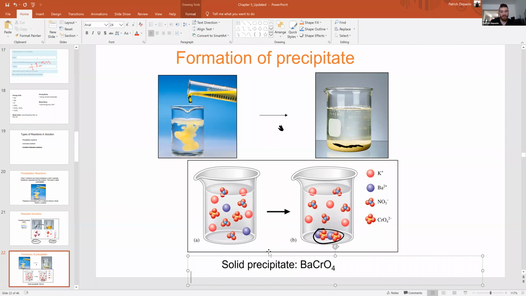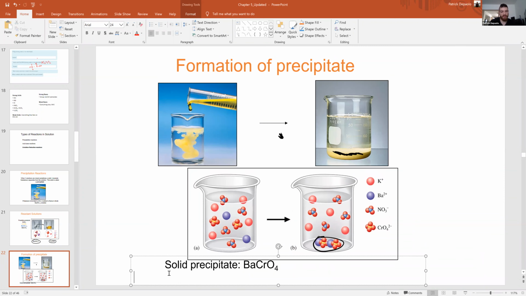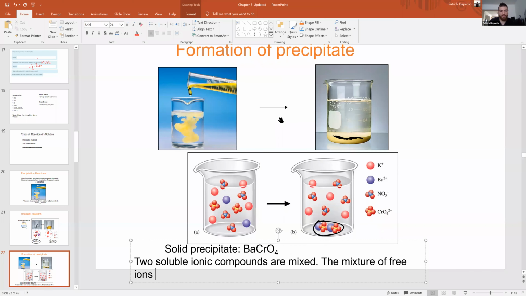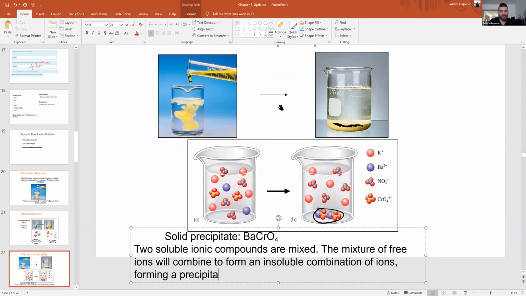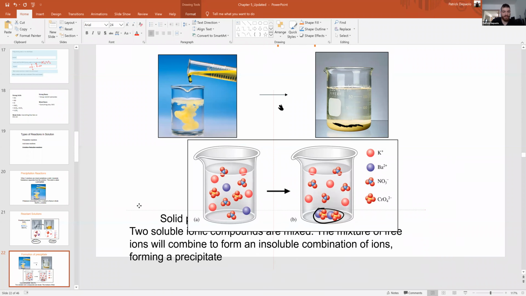But basically, what would I just say? So 2 soluble ionic compounds are mixed until the mixture of free ions will combine to form an insoluble combination of ions, forming a precipitate. I used combine twice, but yeah.